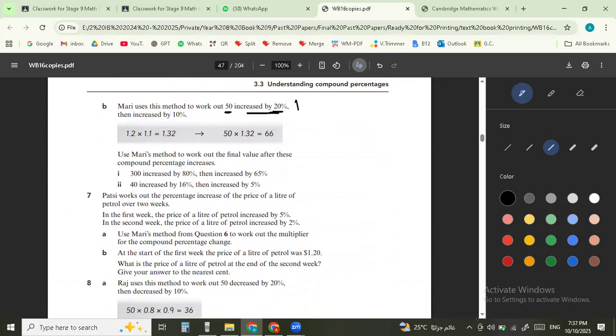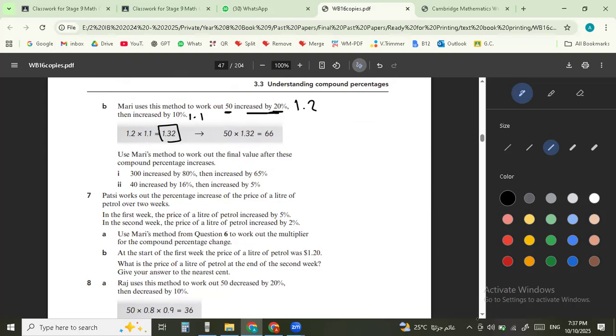Increase by 20% is 1.2. Increase by 10% is 1.1. So she did 1.2 times 1.1 first, which is 1.32. This is the multiplier, the compound multiplier. So she did 1.2 times 1.1, 1.32.